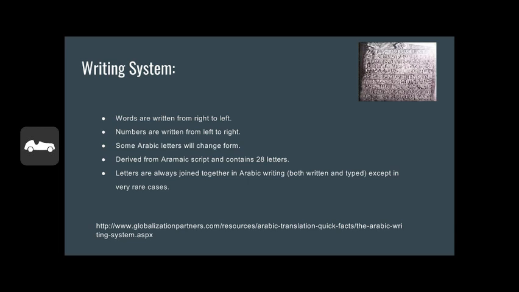But depending on what letters are being connected, for example, writing a J would look one way when connecting to, say, a C, but it would have a different form if it were connecting to an L or an M, which is why it can be kind of hard to differentiate and learn Arabic, because writing the letters changes depending on what letters you're connecting them to. And letters are always joined together in Arabic, both written and typed, except in very, very rare cases.